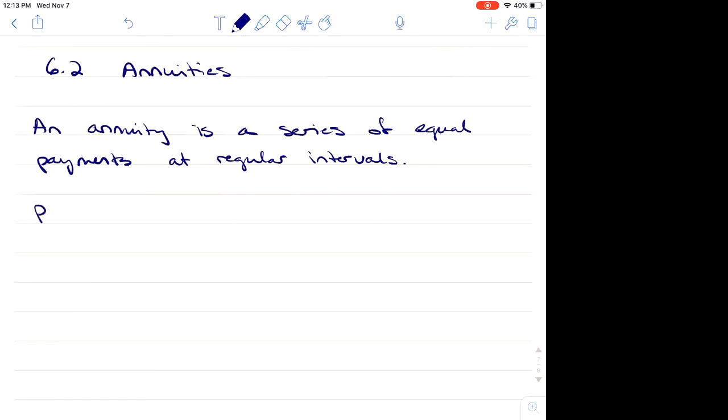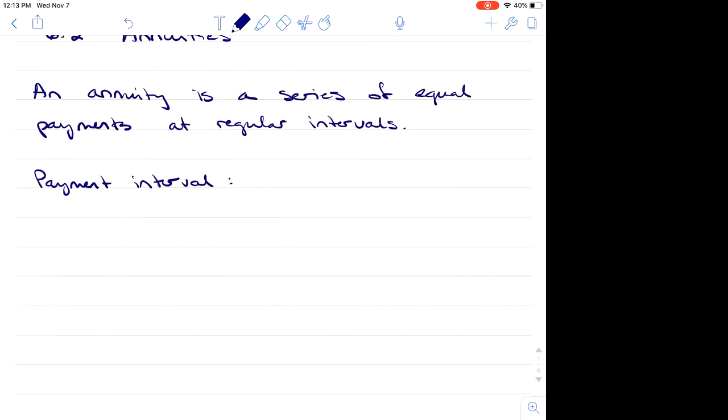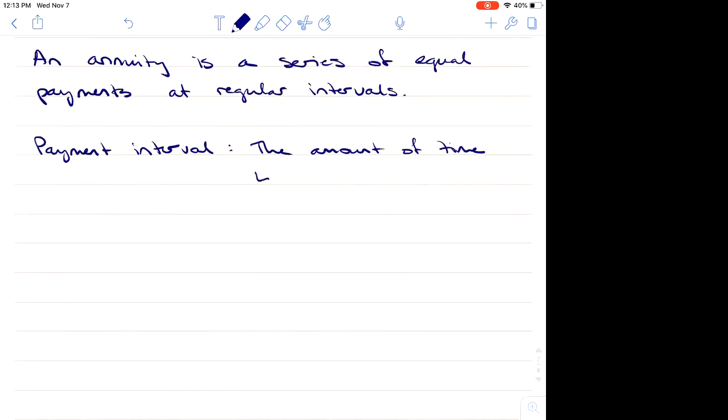So we're going to talk about things like the payment interval, which is exactly as it sounds: the amount of time between payments.